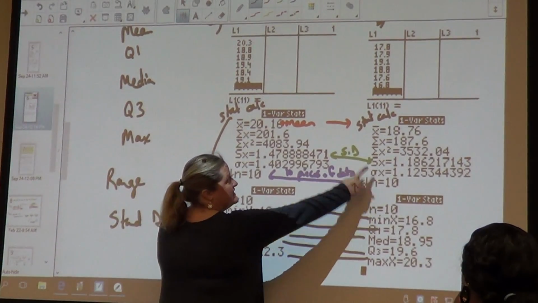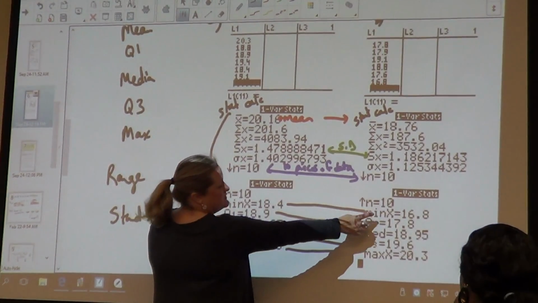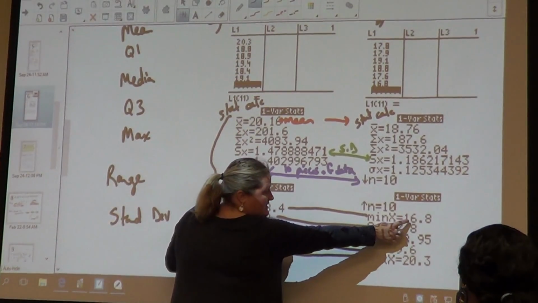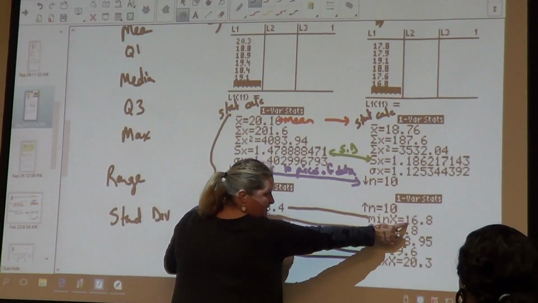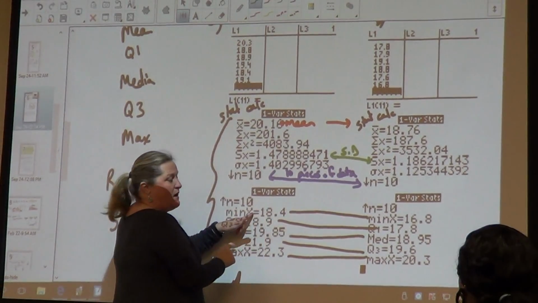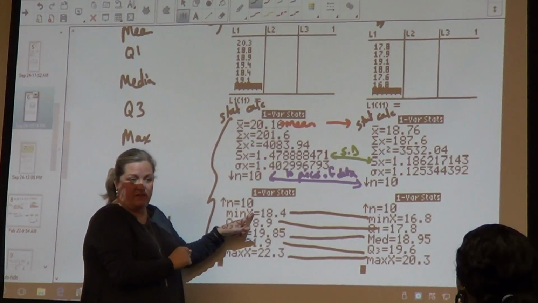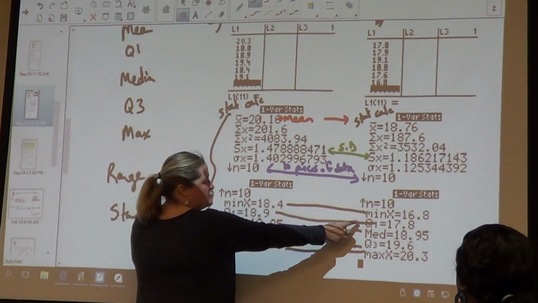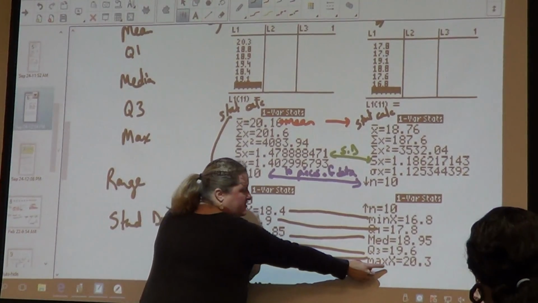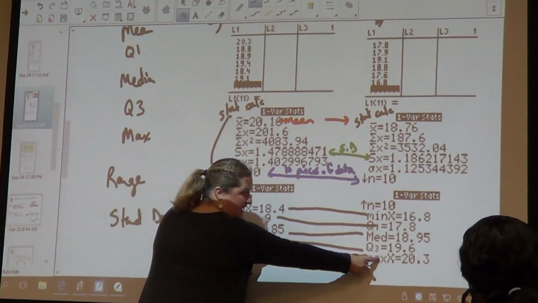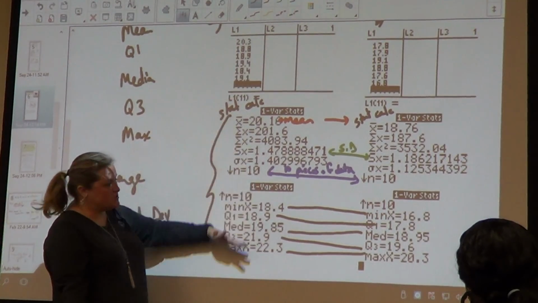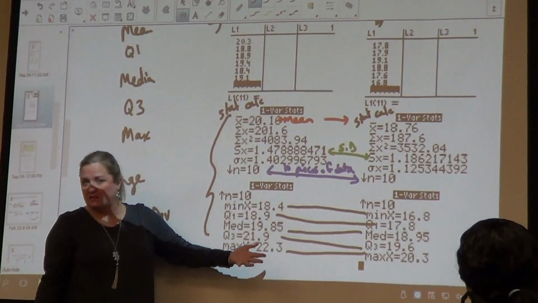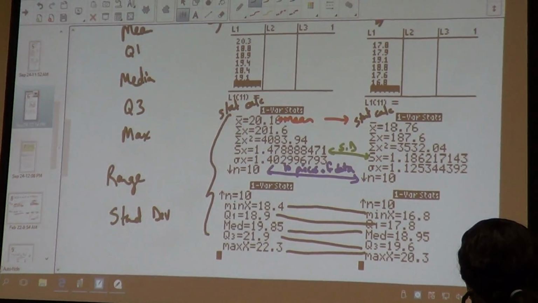Here, in today's, which one's today? This one's today. The smallest girl had a 16 BMI, 16% body fat. Here, the smallest girl had 18% body fat. These are our quartiles, our medians. The chunkiest girl today was a 20. The chunkiest girl back then was a 22. So it just wanted us to compare all the data. That's what we're doing.